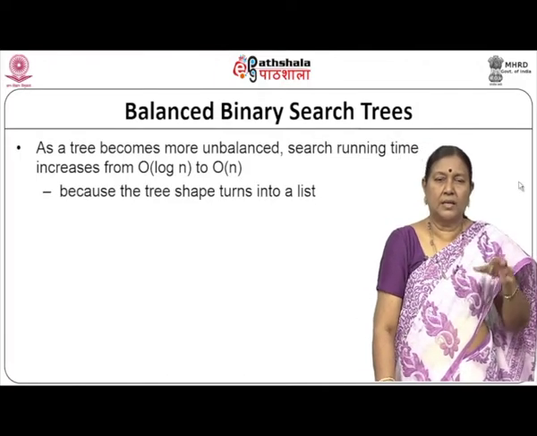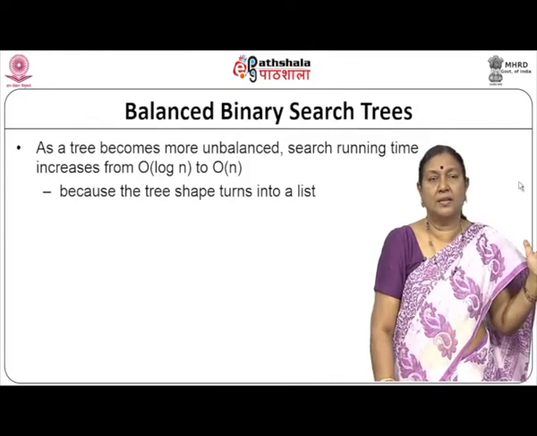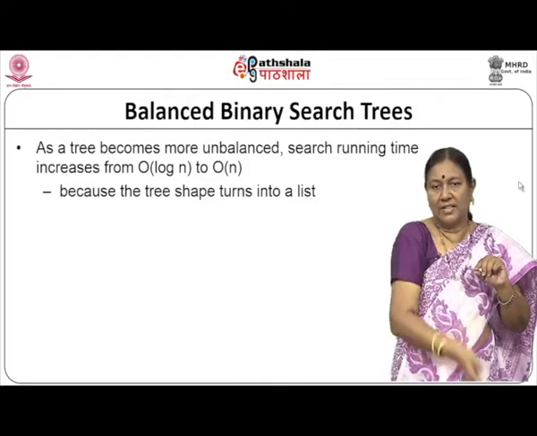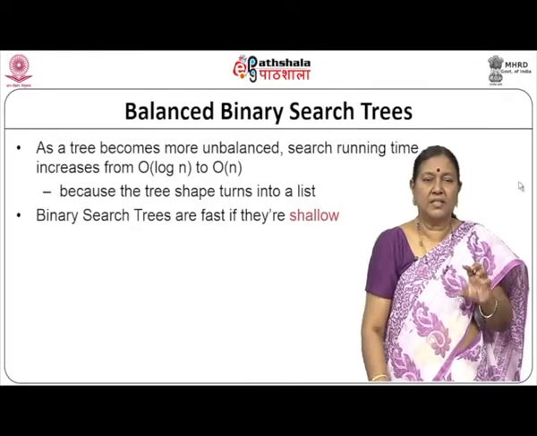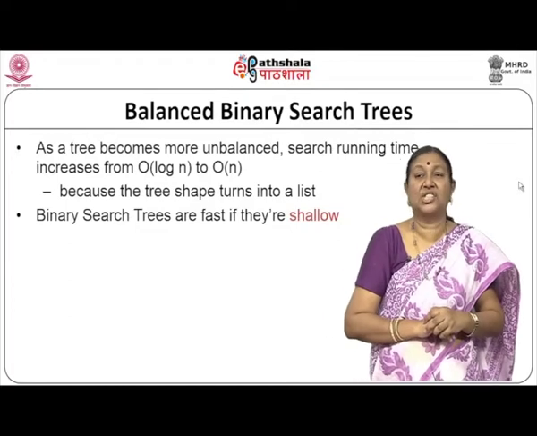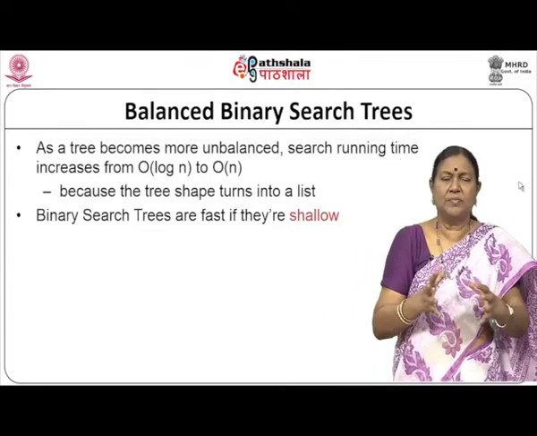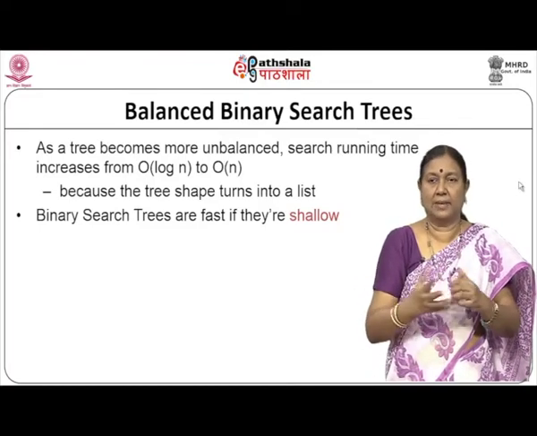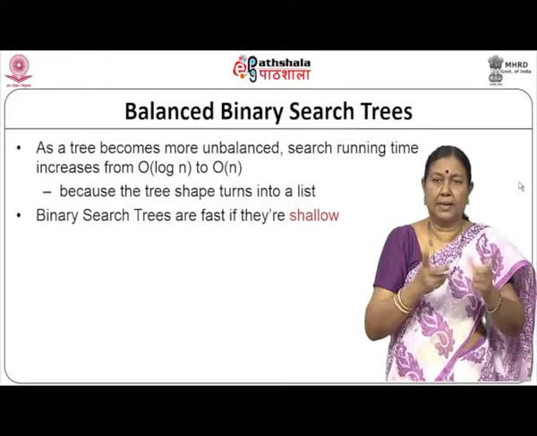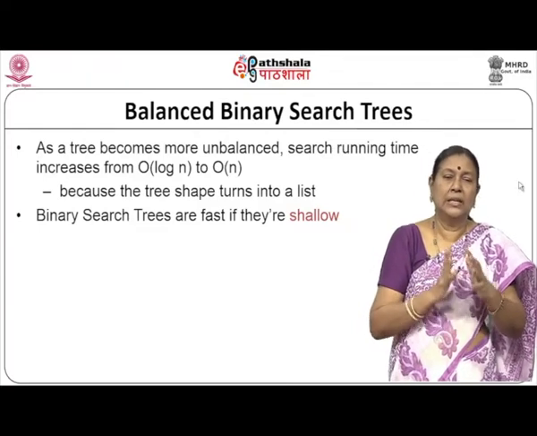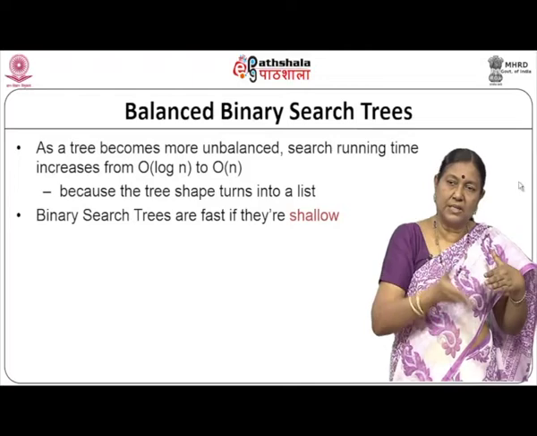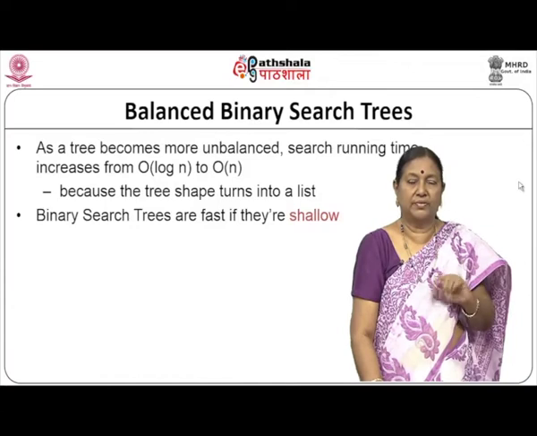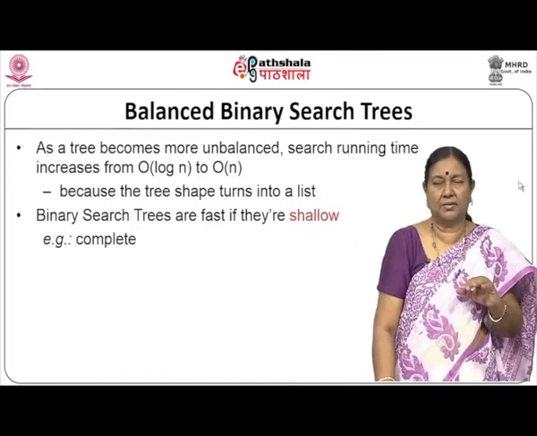This is because the more unbalanced it becomes, the tree shape is almost becoming a list. So, you just have a list in this direction. So, binary search trees are fast if they are shallow. What I mean by this is, suppose you have 10 nodes, and with the 10 nodes you have a depth of say some x. The lesser the depth, the more shallow it is, the better and faster it is. Suppose the depth is very large for the same 10 nodes, then the speed of the search operation is very slow. Basically, we are talking about the search operation.